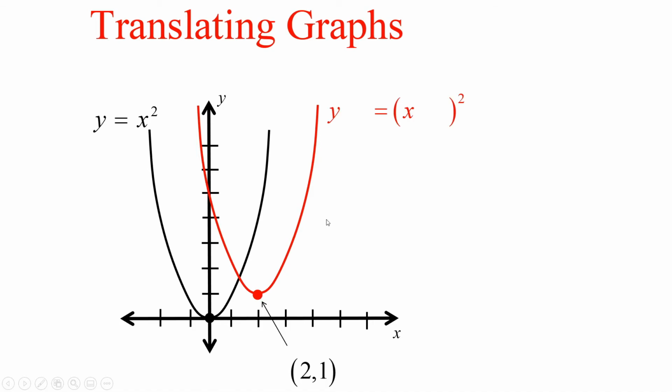So my vertical translation of 1 unit means this is going to be y minus that 1. And then my horizontal translation of 2 units to the right would be x minus 2. Remember now, in this notation, the minus means I translated horizontally to the right. How far? 2 units. The minus means I translated vertically up. How far? 1 unit.